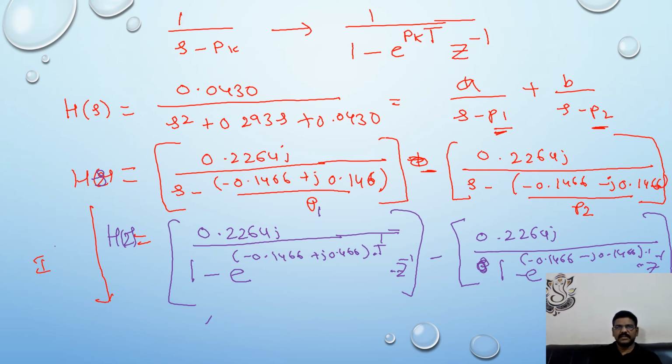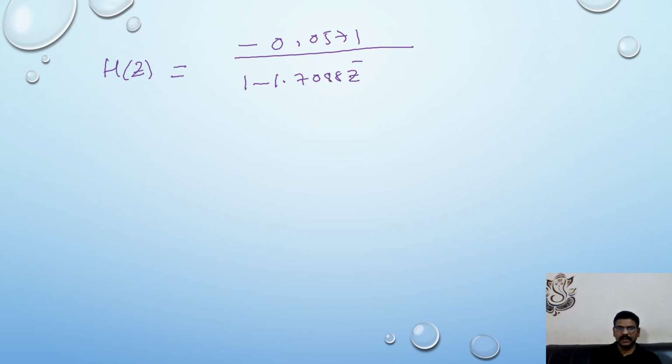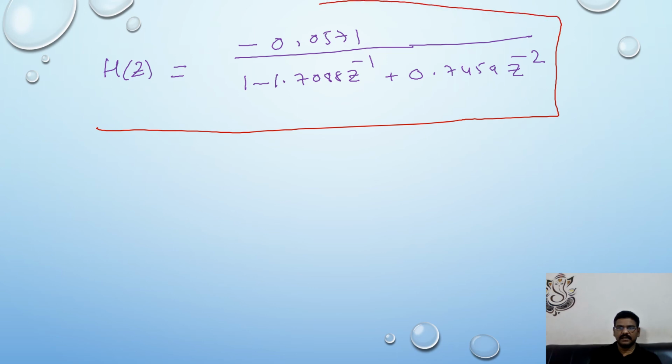Now we'll simplify our H(z). If you simplify the expression, H(z) is equal to 0.0571 z power minus 1 by 1 minus 1.7088 z power minus 1 plus 0.7459 z power minus 2. This is our desired H(z) using the impulse invariant transformation technique.